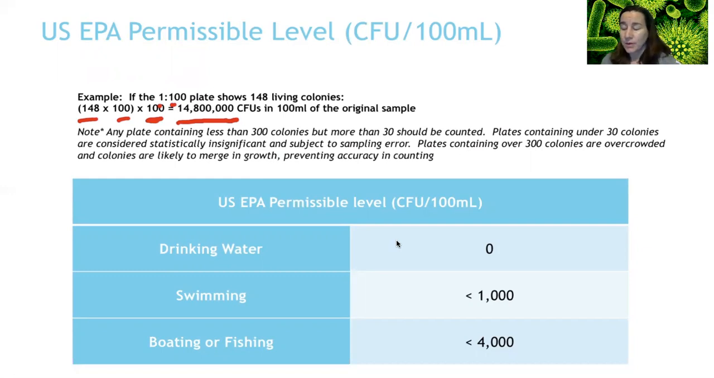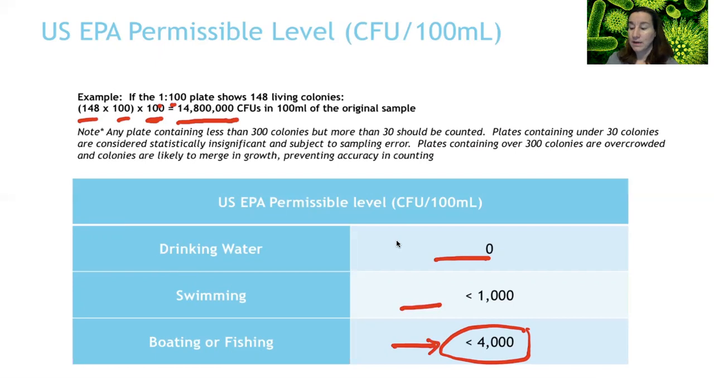So if we have 14,800,000 colony forming units in 100 mils, that is well above the 4,000 max limit where you would want to be hanging around in this water, boating and fishing. That's way, way above. You have way too many E. coli CFUs growing in that water. So definitely don't drink it. Don't go swimming in it. And don't even boat or fish in it.